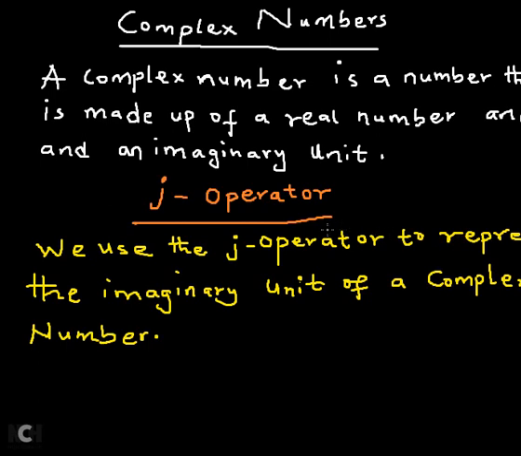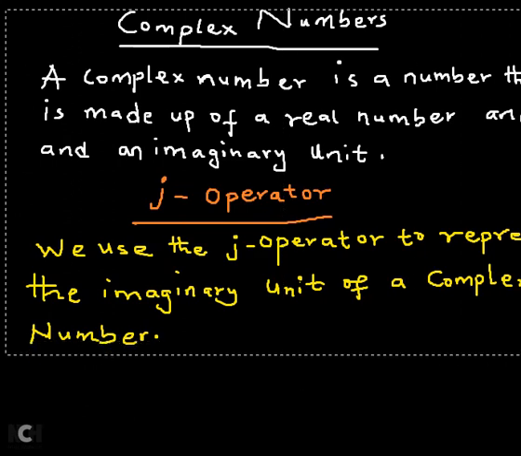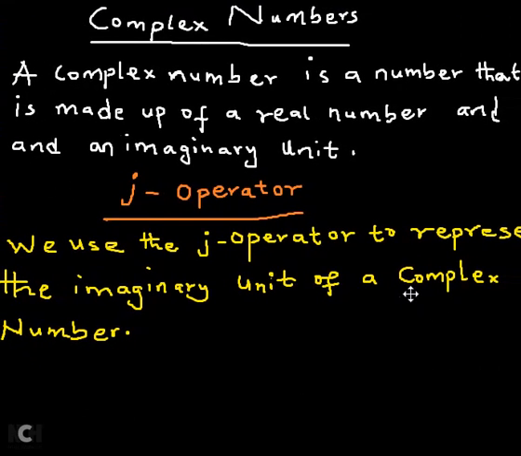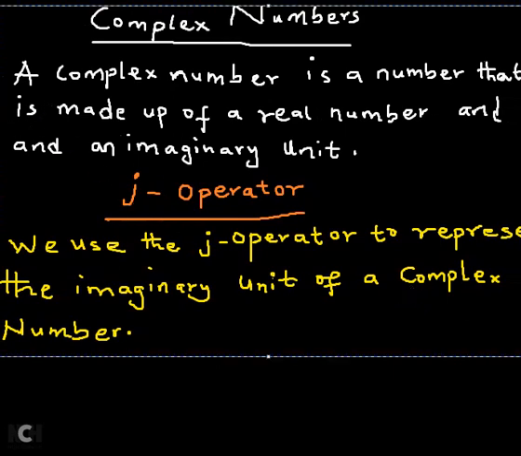We are going to be discussing complex numbers in this particular video. Now, what's a complex number? A complex number is actually a number that is made up of a real number and an imaginary unit. So that is why it is called complex.